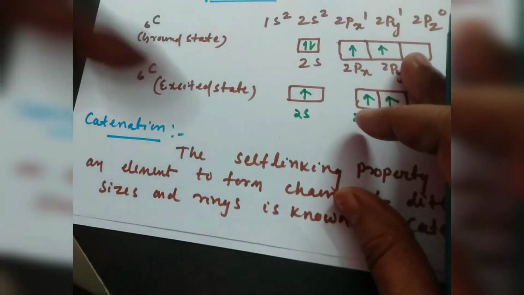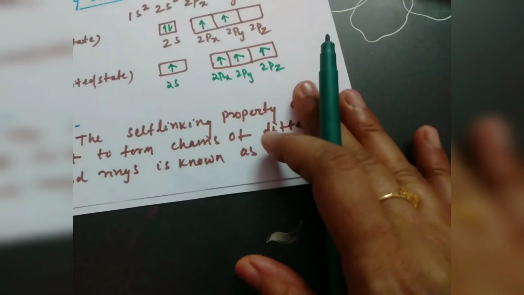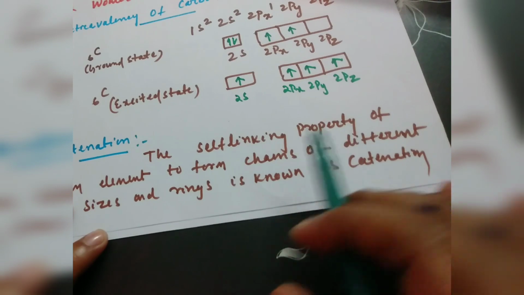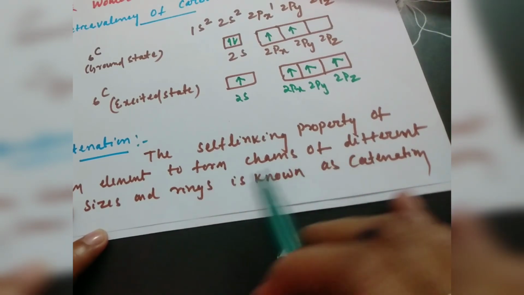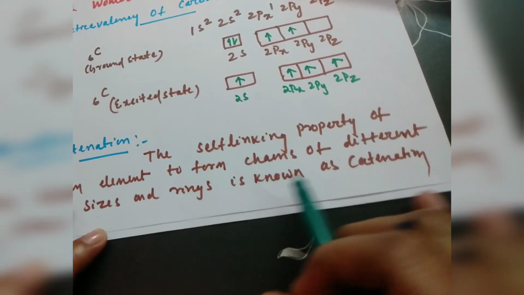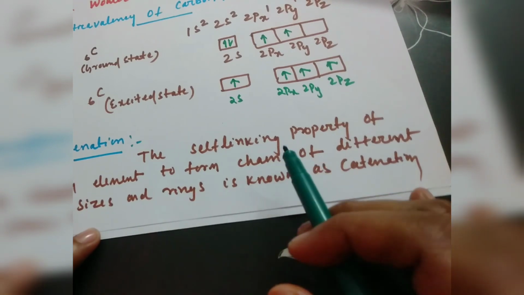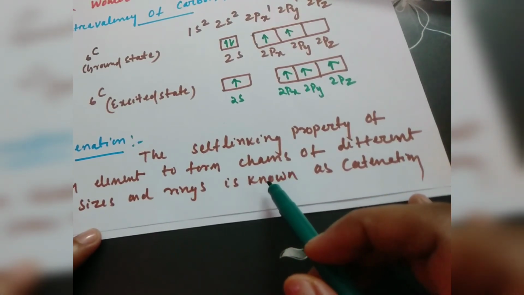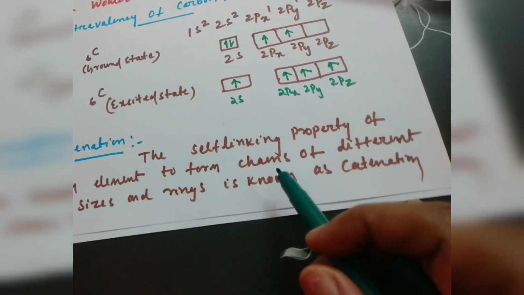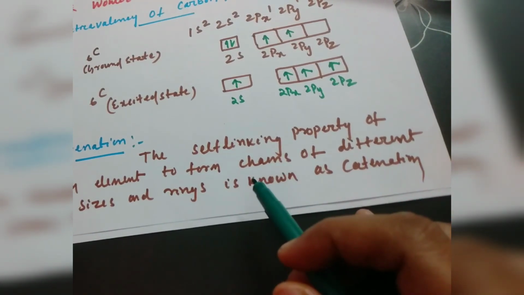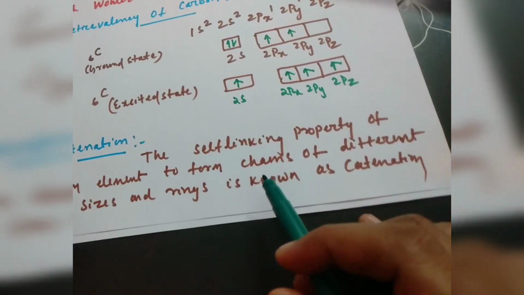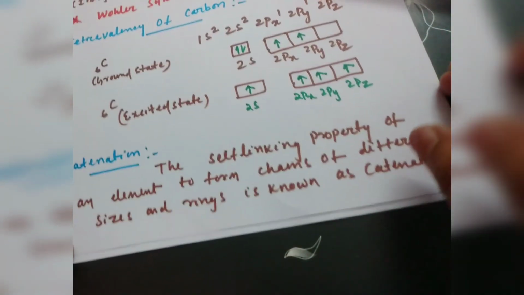Okay, now next is what is catenation. What do you mean by catenation? Catenation is the self-linking property of an element to form chains of different sizes and rings. For example, carbon by linking with itself forms different types of chains, maybe a straight chain, maybe a branched chain, and maybe it forms ring compounds. So this self-linking property of an element is known as catenation.